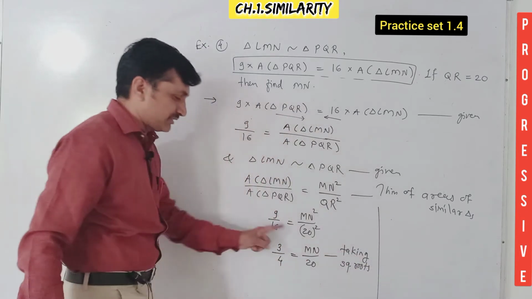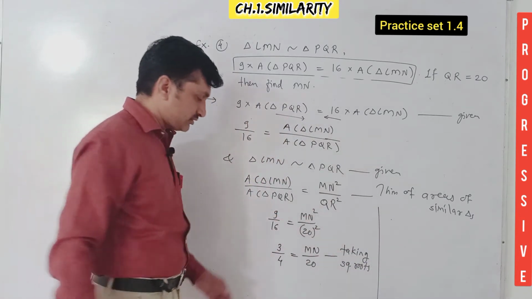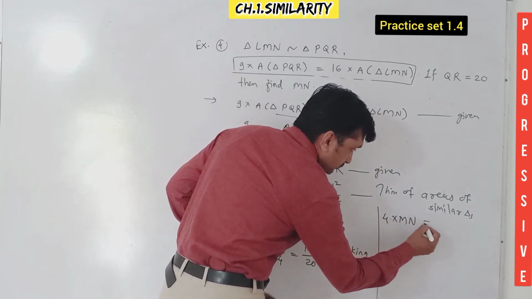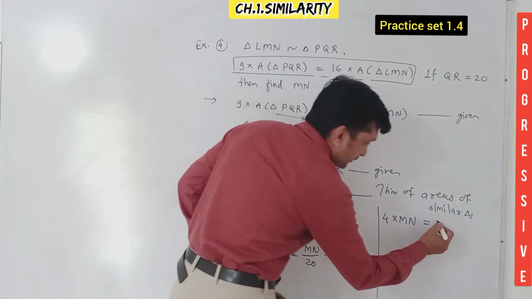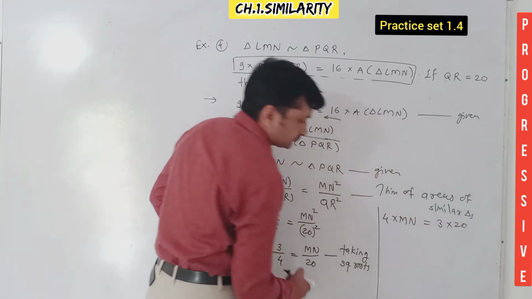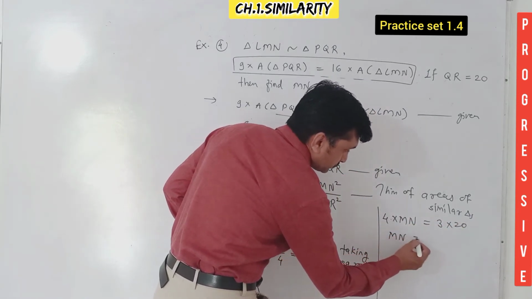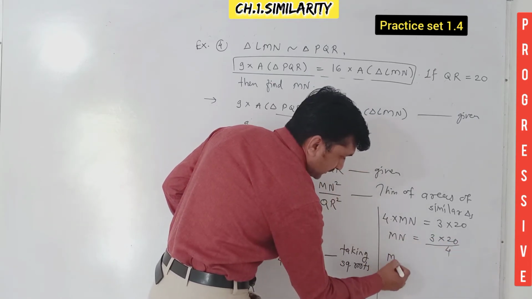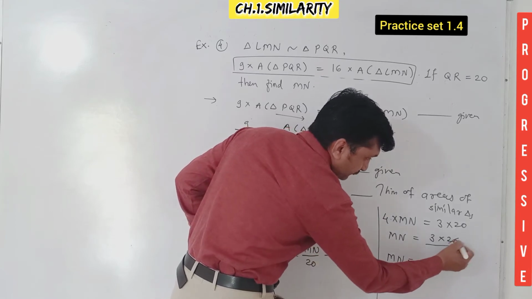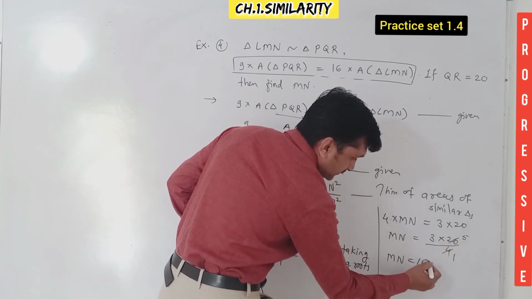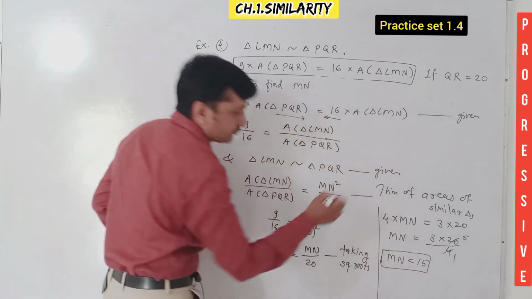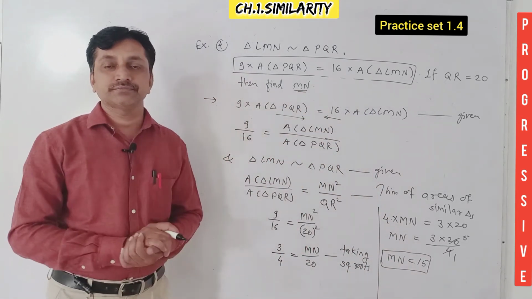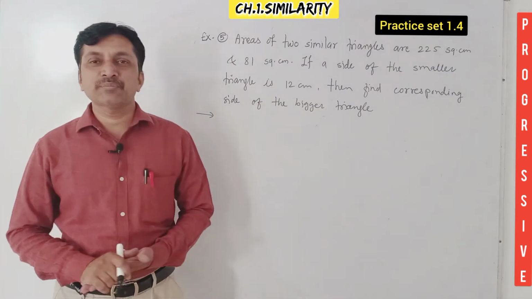Okay, now cross multiplication, and then we get MN. It is very easy now. 4 multiplied by MN is equal to 3 into 20. MN is equal to 3 multiplied by 20 upon 4. 4 1s are 4, 4 5s are 20, 3 5s are 15. In this way we got MN value 15. Solution is completed. Dear friends, let's see example number 5.